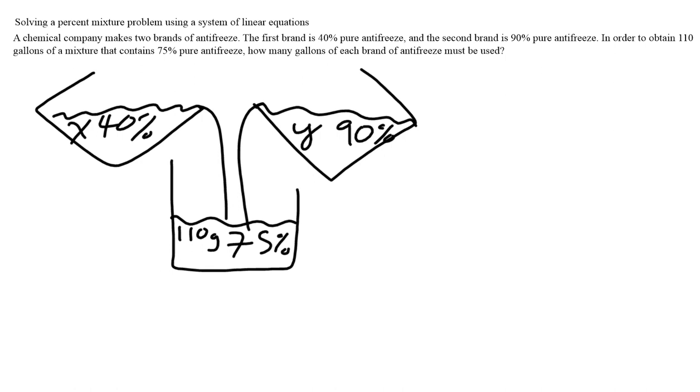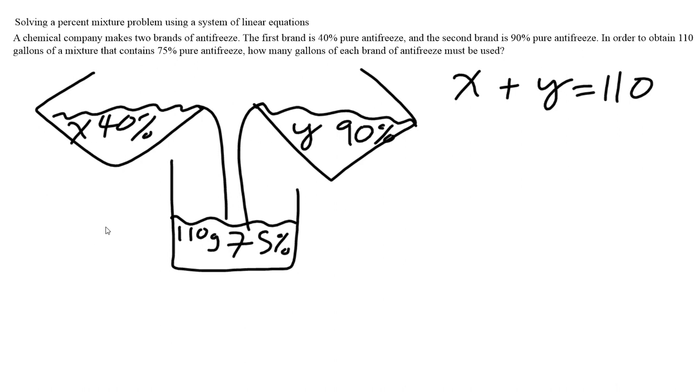Since I have two unknowns, I need two equations. The first equation I don't think is too bad to obtain. The total amount in the first batch plus the total amount in my second batch equals the total amount in my total. So X plus Y equals 110. The second equation can be a little more difficult to get.